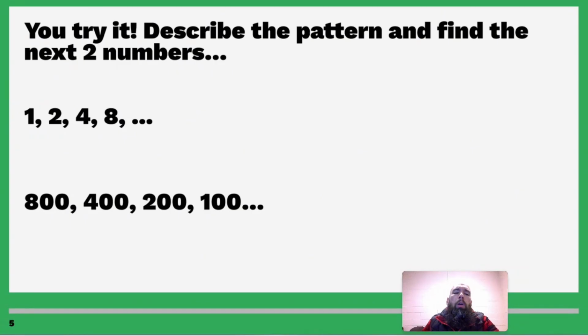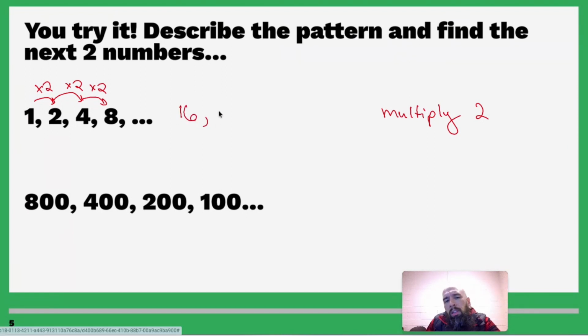Welcome back. So let me see. We have 1 goes to 2, 2 goes to 4, 4 goes to 8. If you add 1 every time, that won't work. So you must be multiplying something. So 1 times what is 2? 1 times 2 is 2. And 2 times 2 is 4. And 4 times 2 is 8. So the pattern here is multiply 2. So the next two numbers, 8 times 2 is 16. And 16 times 2 is 32. So that's how you do that one right there.